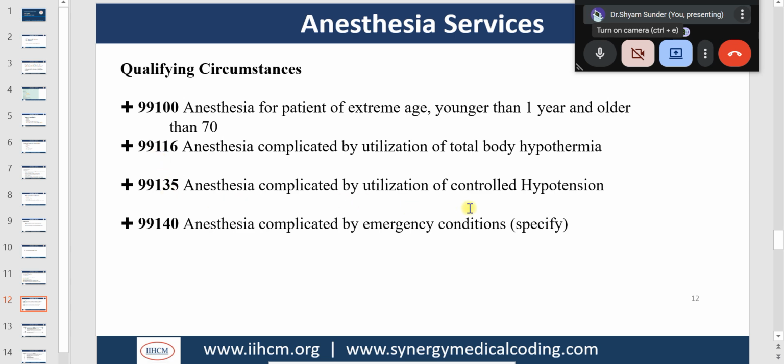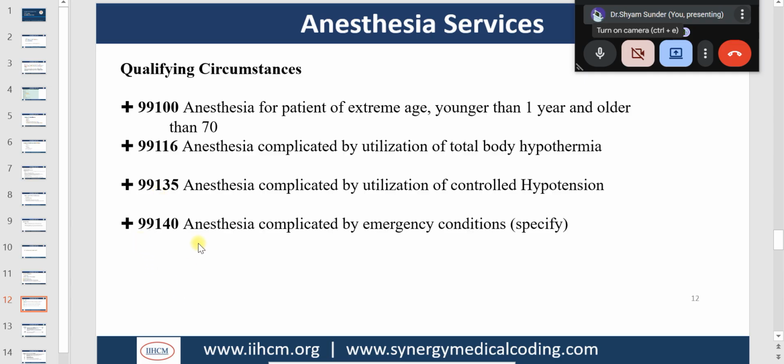99135, complicated ventilation of controlled hypotension. That means during surgery, blood pressure has to be decreased for a reason. So honestly, we'll give some drug, the BP will fall to 80 by 60. Yes, the anesthesia will get additional payment.